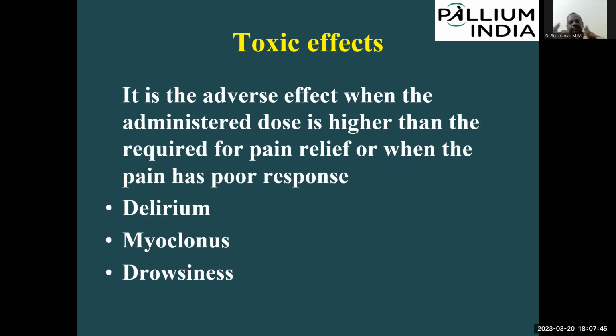Then the next adverse effect: we divide into side effects and toxic effect. The toxic effect means whenever you give more than the required dose of opioid, that can produce some adverse effects which are known as toxic effects. So how do you know this is a toxic effect? It will manifest as delirium, myoclonic jerks, or extreme drowsiness. Okay, delirium, myoclonus, or extreme drowsiness, pinpoint pupils. And if it is there, then you have to reduce the dose of the opioid that you are giving.